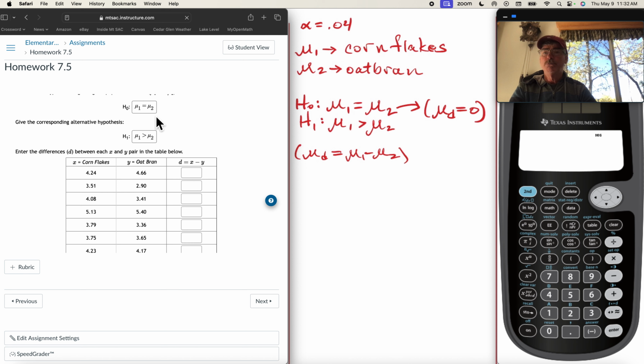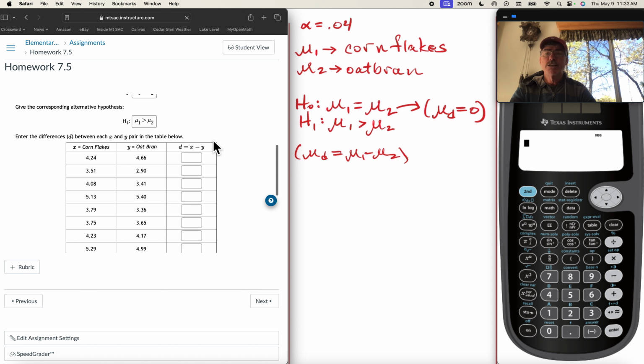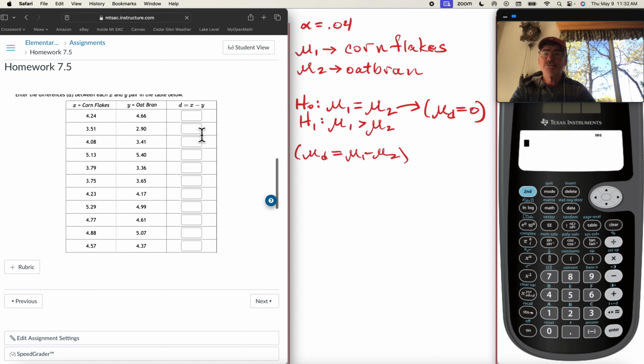Okay, so here we go. It looks like a right tail test to me. And so then what you need to do is compute all these differences. So the 4.24, we're trying to see how much the LDLs changed on average for people. So for the 4.24, you're going to subtract the 4.66. Like that. So that's going to come in as a negative 0.42.